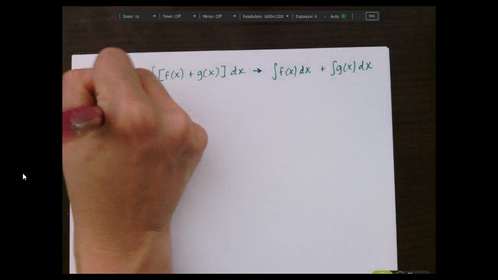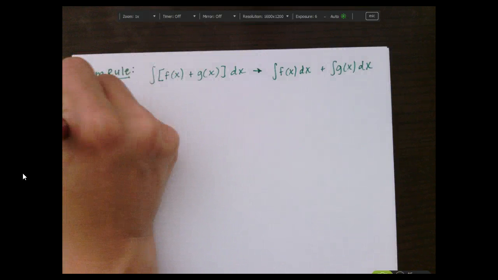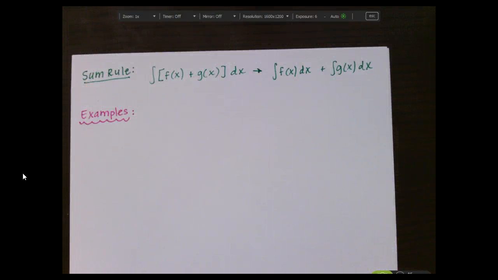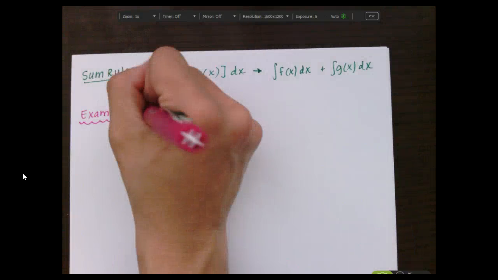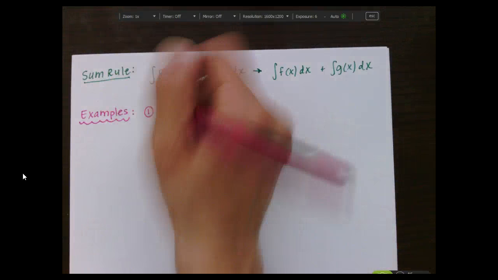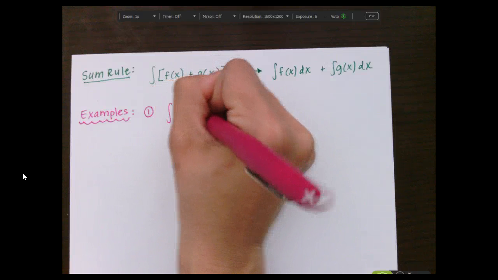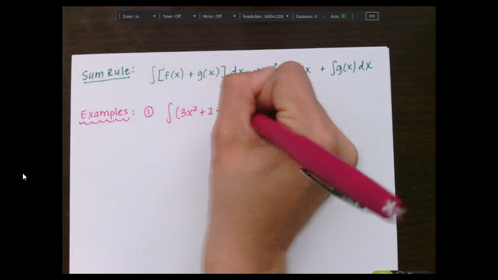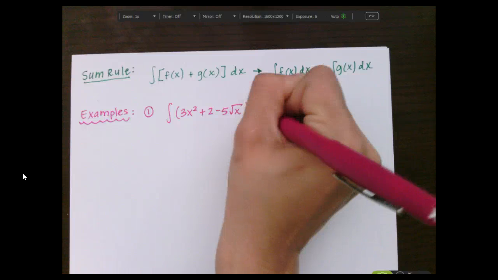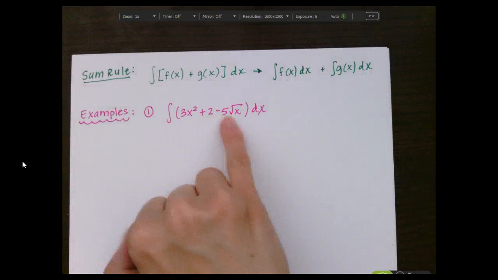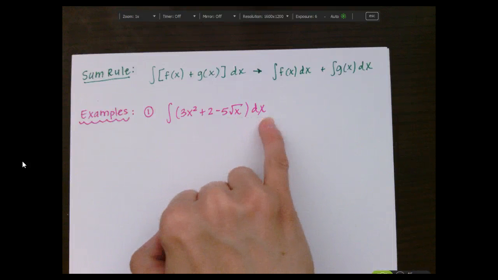And most of this is really just about using some backwards thinking. If you know how to take the derivative of every type of function, then you should know how to take the antiderivative as well. So here's my first example. We are taking the antiderivative of this function that has 3 terms, and we're doing it with respect to x.